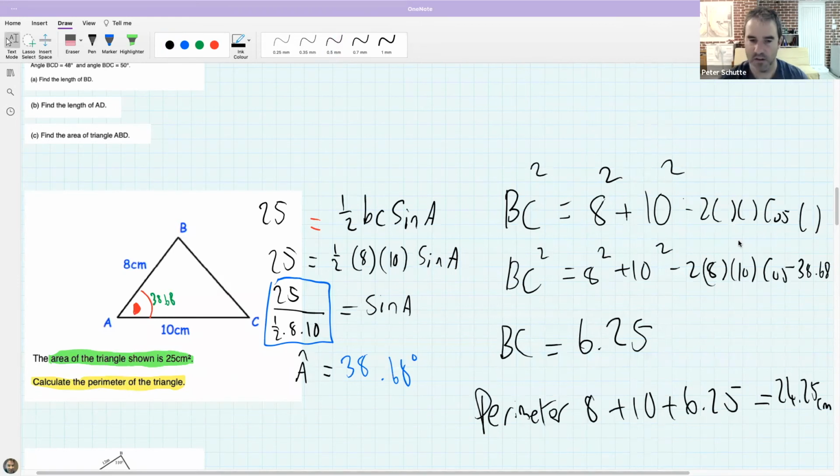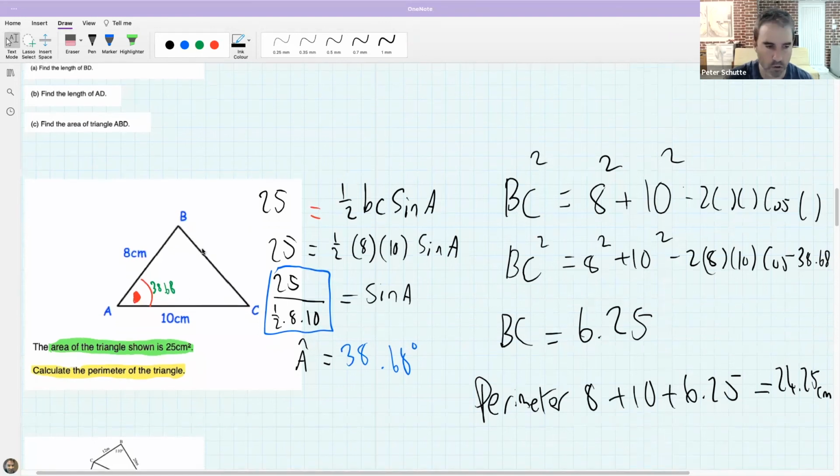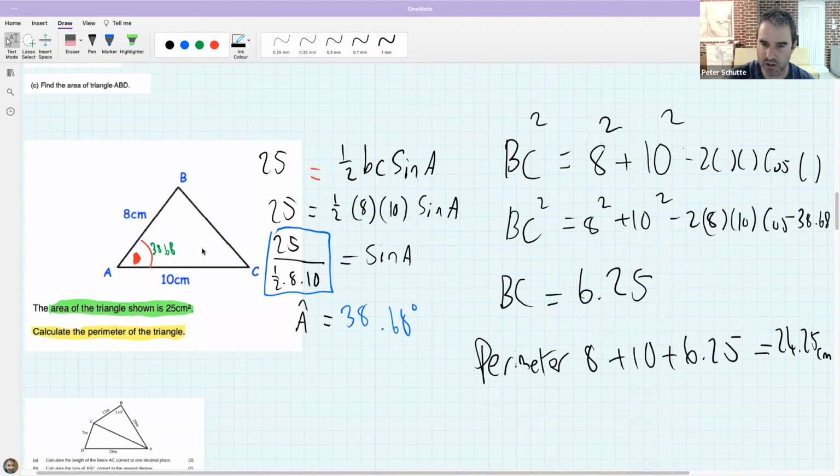Okay. Any questions about that one before I go on? Can you see how we can mix the rules together and how we can give you some information and then you work backwards to get the other bits? Okay, cool. Well, then let's move on to another question. Take a screenshot if you can, and then we'll move on from there.